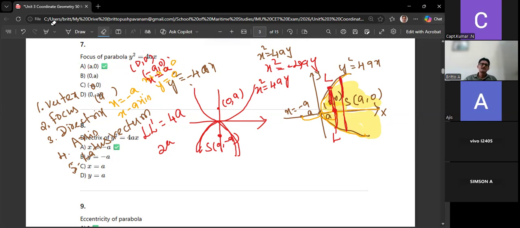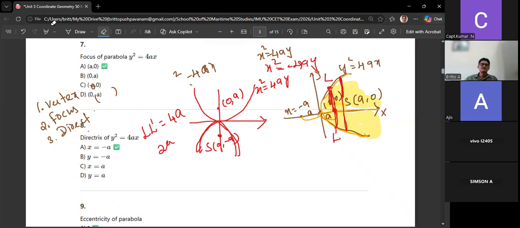If a question is asked about the parabola, you can easily answer it. Listen to this carefully, and you can easily answer all the questions. So here question number 7 is the focus of the parabola, and the correct answer is (a, 0).